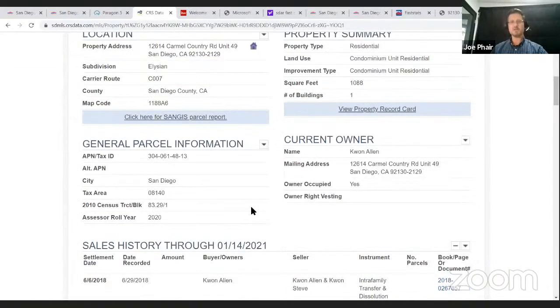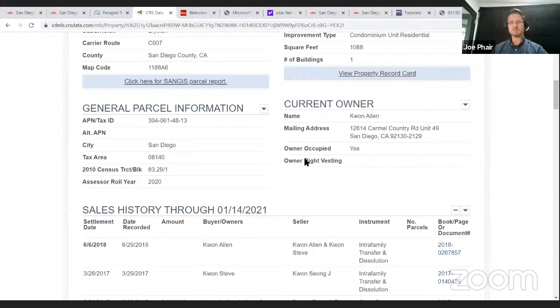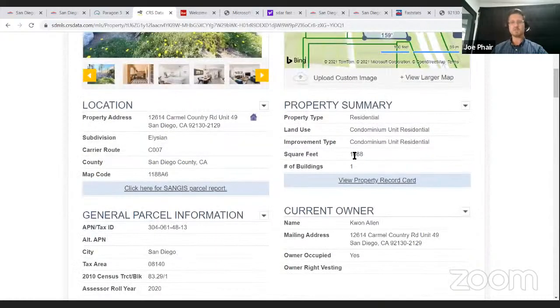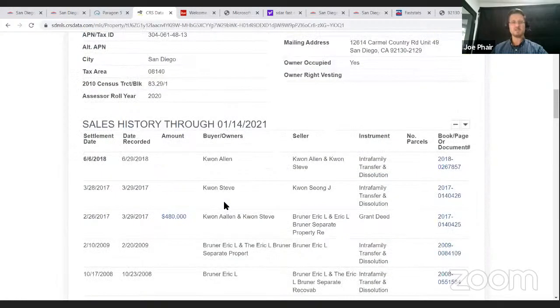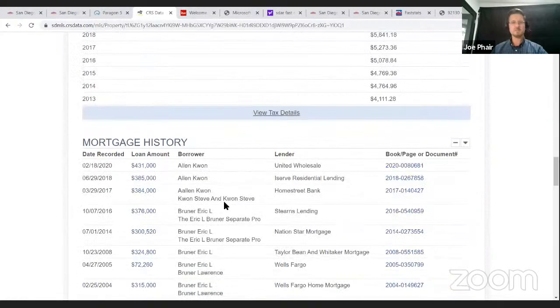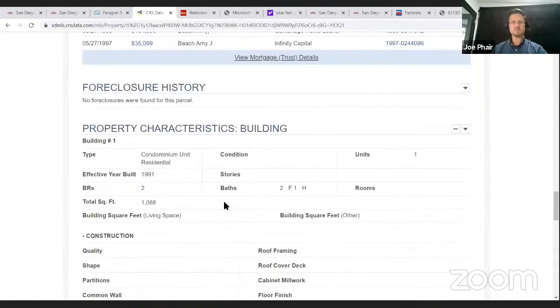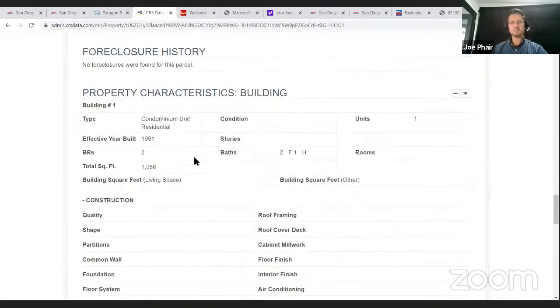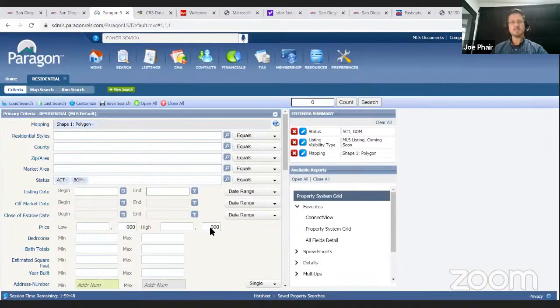So we want to know what's going on here. We want to know how big it is, how many beds there are. So look, I looked it up in the tax record here. It's just over 1,000 square feet, 1,088 square feet. Okay, cruise down here, you're going to see more information on it. Characteristics. Bedrooms, 2. Bath, 2 full, 1 half bath. Total square feet, 1,088. Built in 91. Okay, so that's what we're working with.